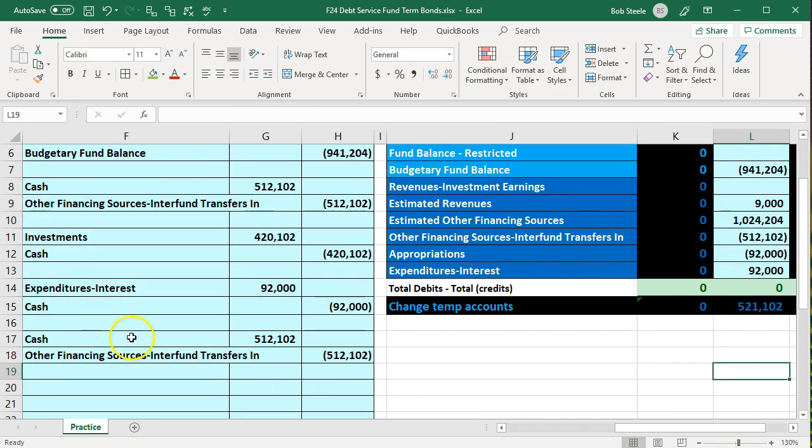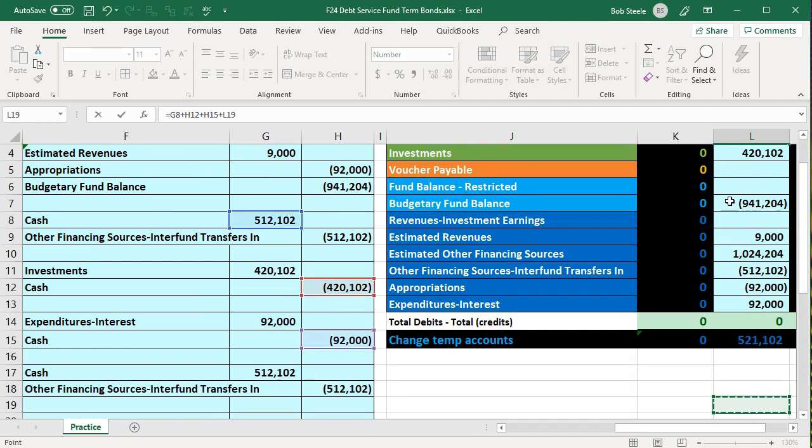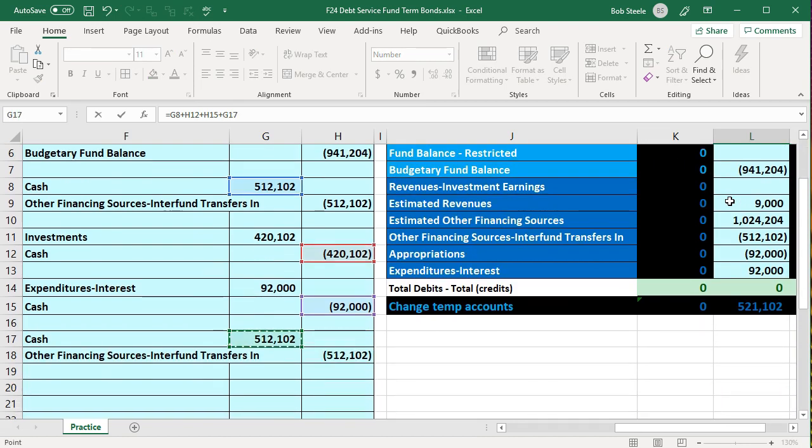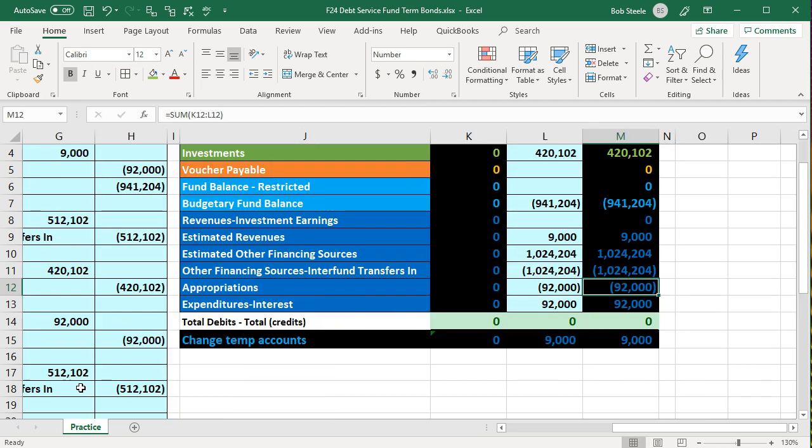So let's record this now. We've got the cash first. So we'll scroll up to the cash up top. We're in L3. I'm going to say F2 plus F2. Scroll back down and pick up that increase in the cash. Then we've got the other financing sources, transfer in. So we have the other financing sources. We are in L11. F2 plus F2. Scrolling back down, we'll pick up that 512,102. And there we have that. So we're back in balance there.